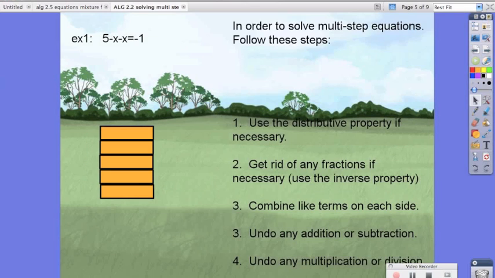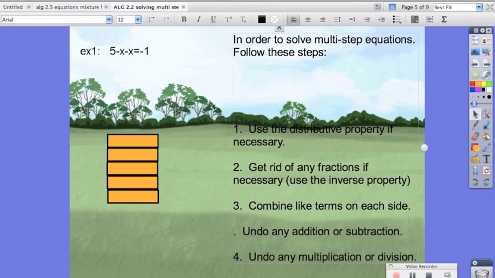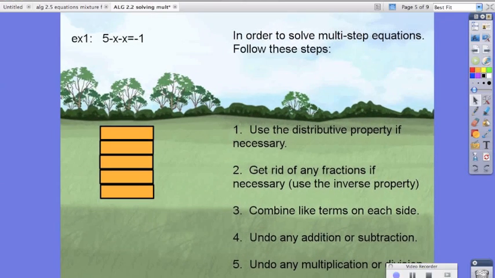So in this first problem, we have 5 minus x equals -1. As we go through these steps, we should be able to follow this basic algorithm. The first step being use the distributive property if necessary. Well, in this case, it's not necessary. Step 2 says to get rid of any fractions if necessary. Well, we don't have fractions either. So in this instance, we are going straight to step 3, which would be to combine like terms on each side.